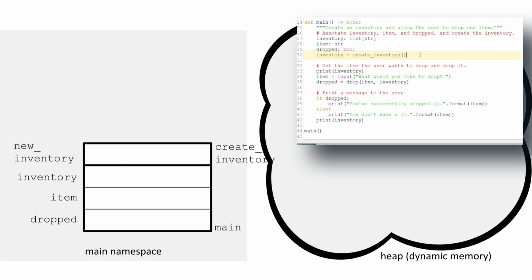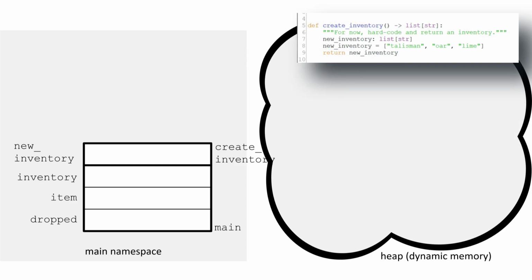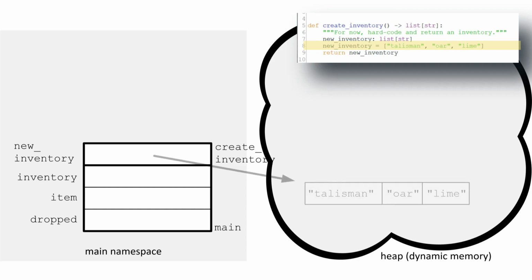We'll put a frame on the call stack for createInventory's namespace, and that will include one variable, newInventory. The first executable line of createInventory is newInventory equals the list, talisman, ore, and lime. So we'll draw that list in the heap using the same abbreviated drawing style I used in the memory video. And the memory address of that list in the heap is stored in the variable newInventory. It's convenient to represent that as an arrow pointing from the stack to the heap, from newInventory to the list in memory.